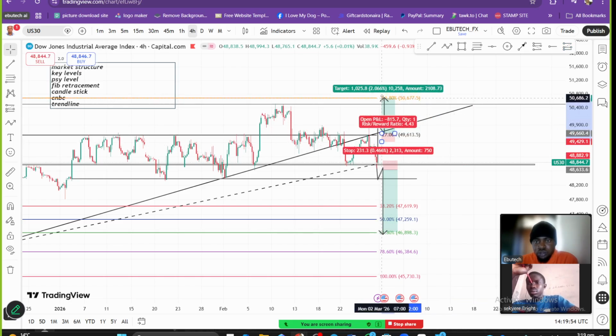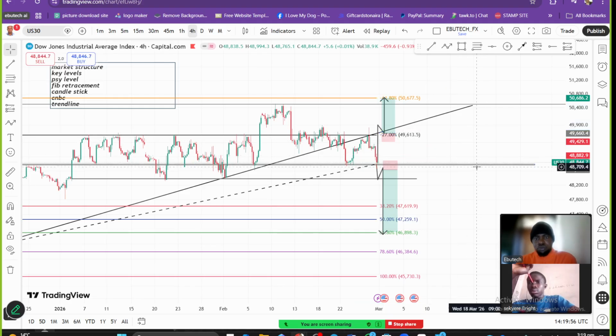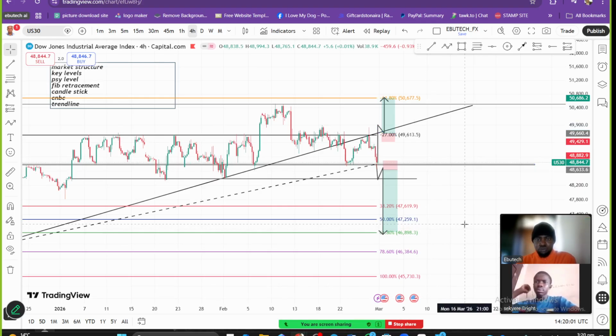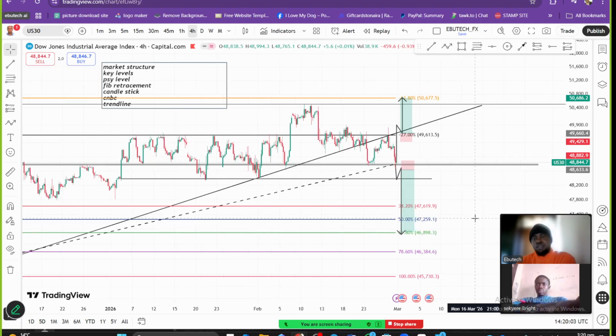Simple. Do you understand? So this is what I'm expecting the market to do. And this is what I expected you to do. This is how to analyze the market. This is what I expected you to do and submit. This is the assignment I gave. This is just how to analyze the market. Do you understand?